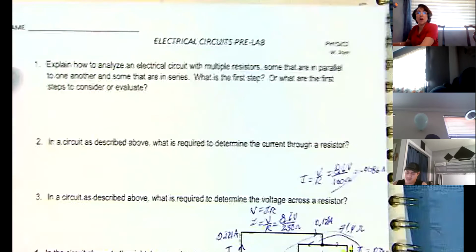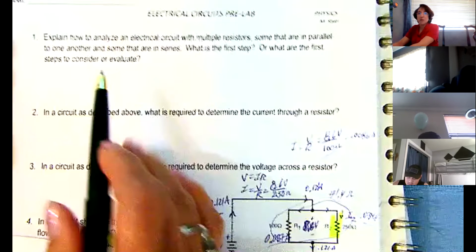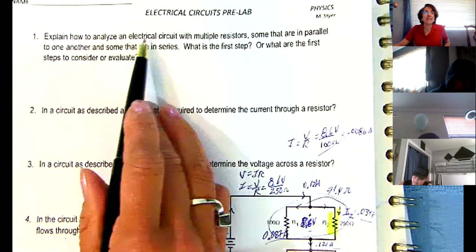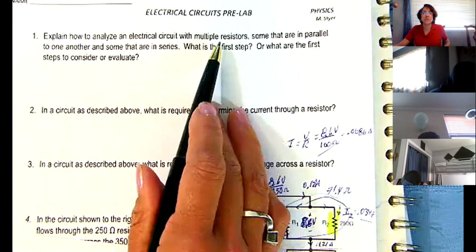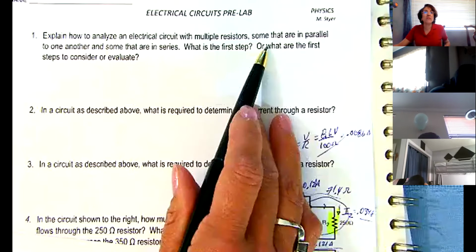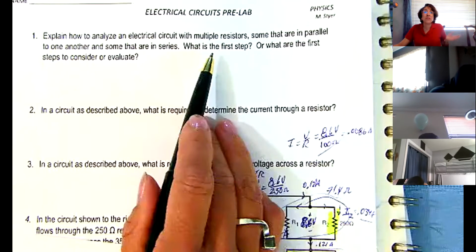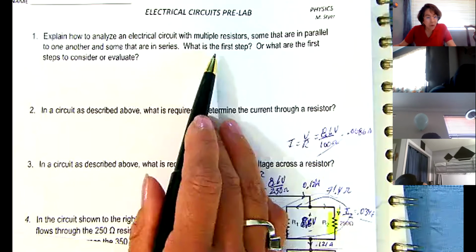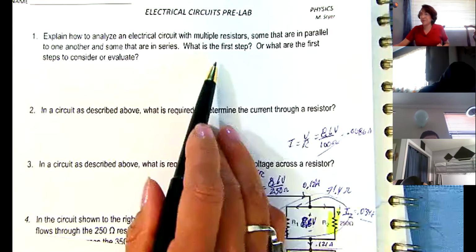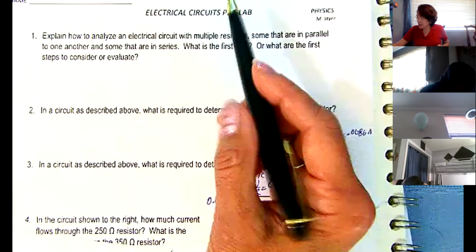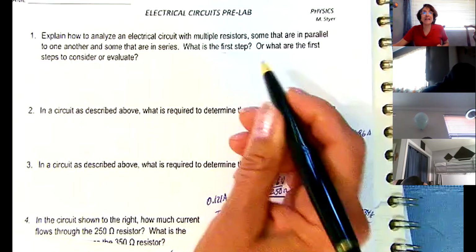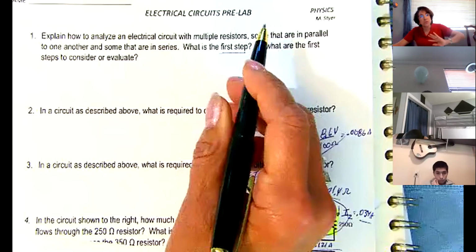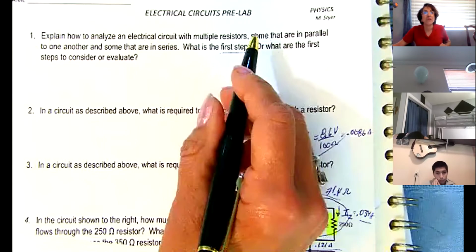All right, so here we go. Question number 1. Explain how to analyze an electrical circuit with multiple resistors, some that are in parallel to another and some that are in series. What's the first step? Okay, so let me see. Juan Diego, what's the first step? Isn't it to determine which ones are in parallel and which ones are in series? Okay, all right, good, yes. Analyze which one's in parallel, which one's series. Okay, good. And then what's the next step?